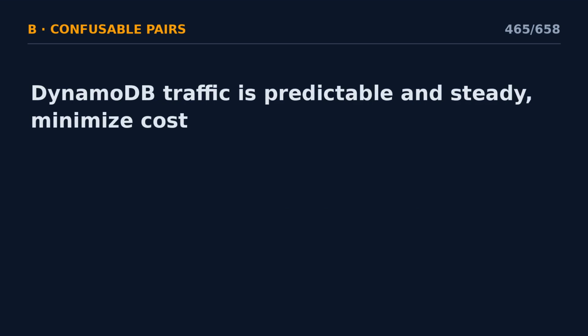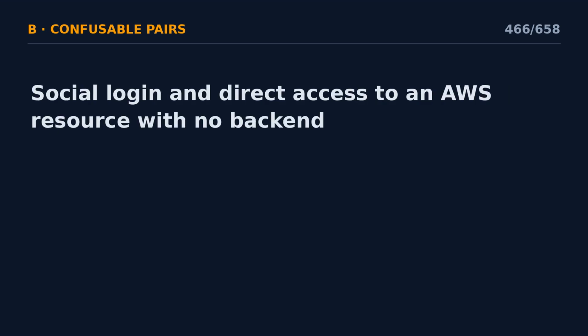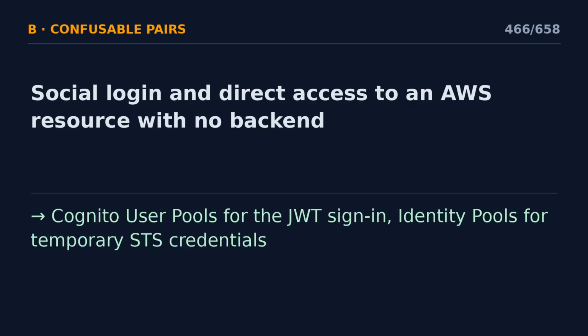DynamoDB traffic is predictable and steady. Minimize cost. Answer: provision mode with auto-scaling, not on demand. Social login and direct access to an AWS resource with no backend. Answer: Cognito user pools for the JWT sign-in, identity pools for temporary STS credentials.